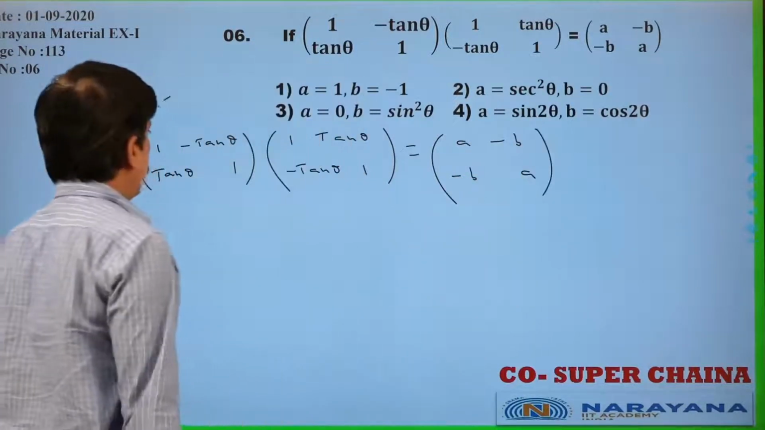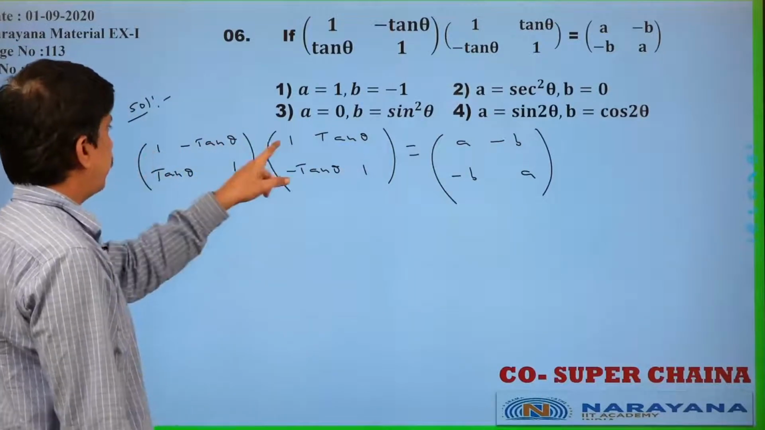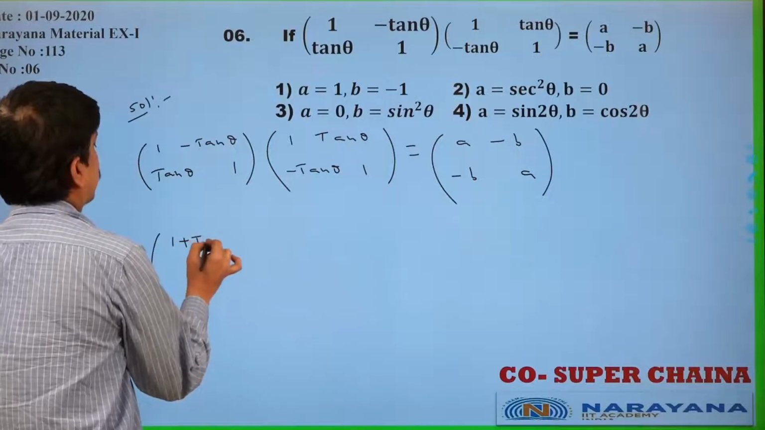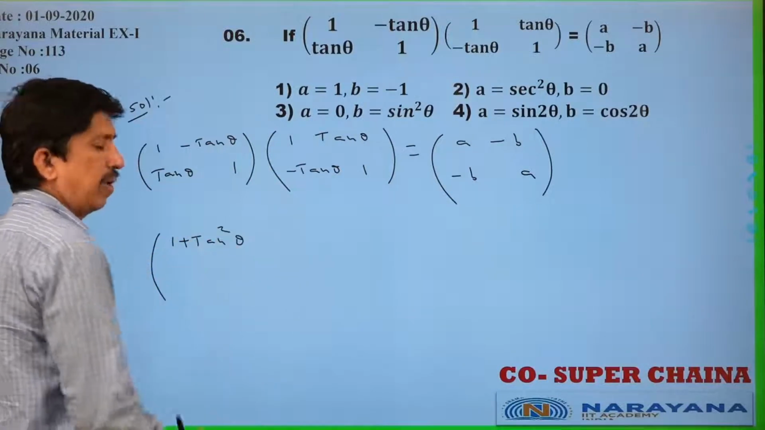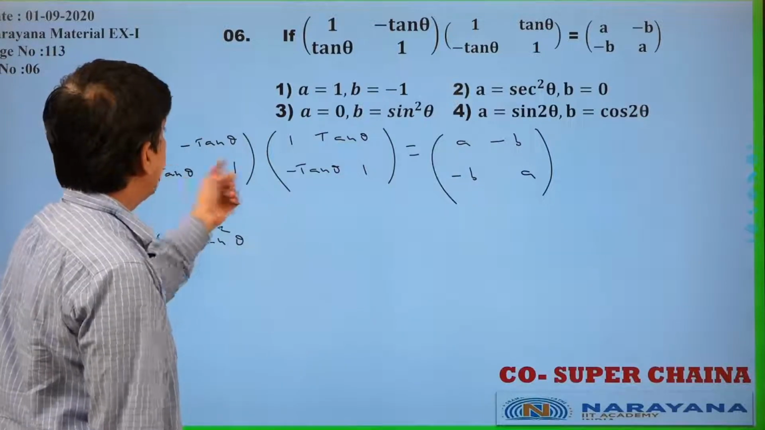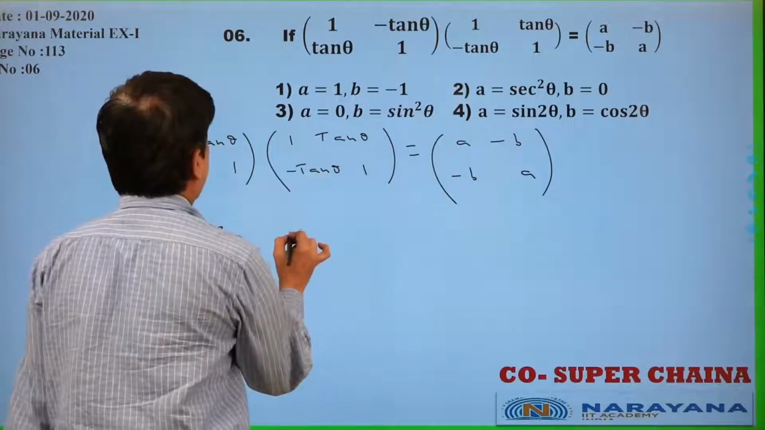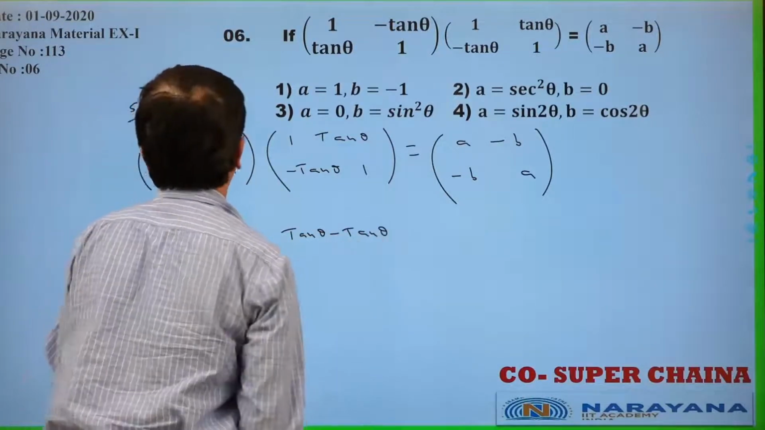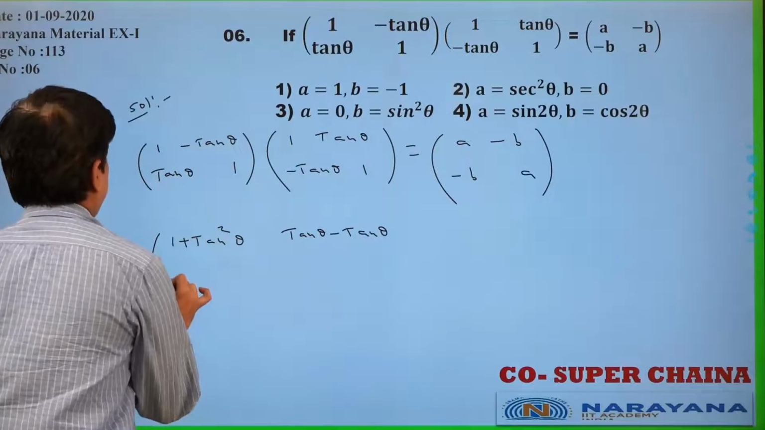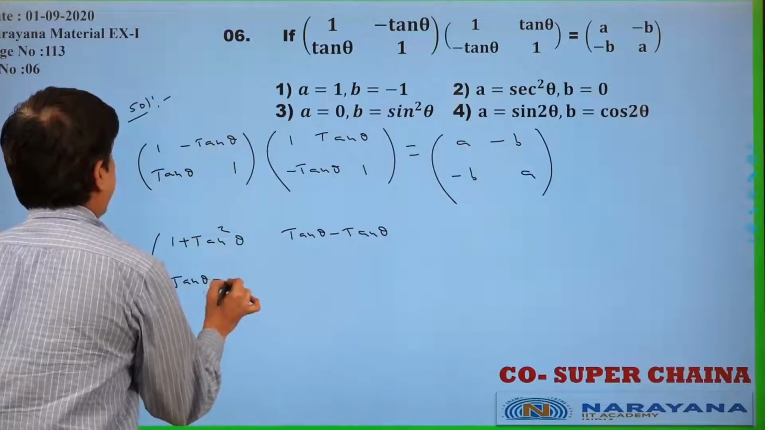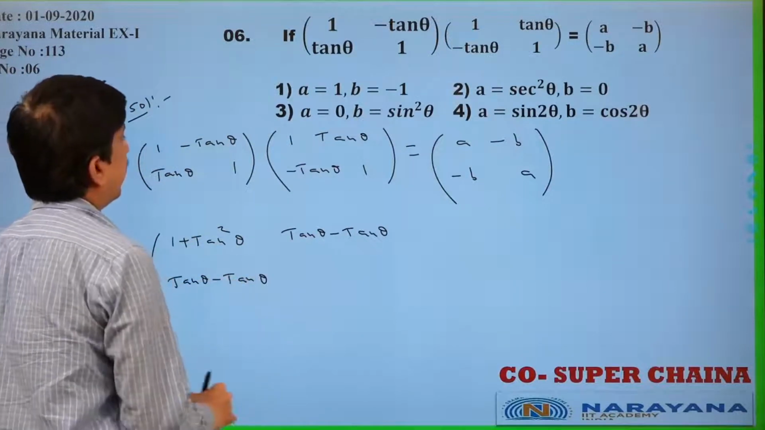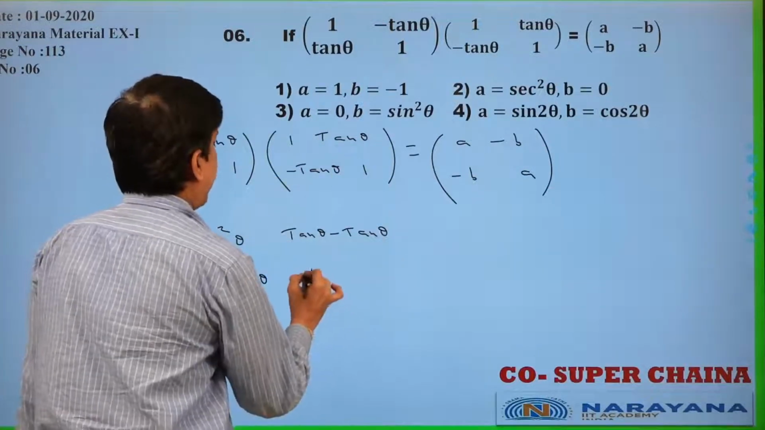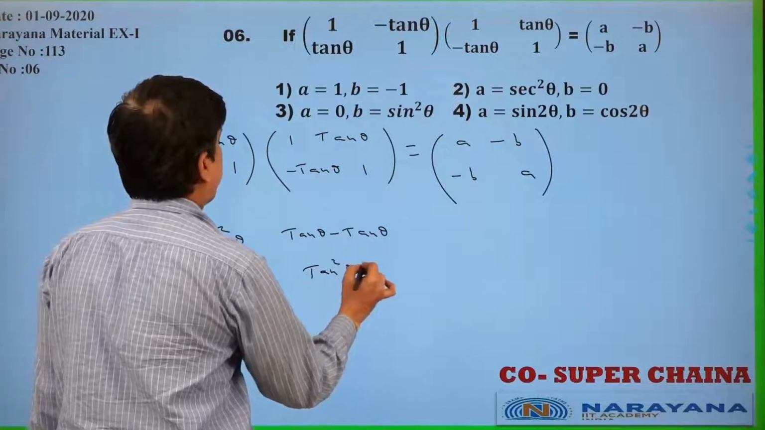You see, first row, first column: 1 into 1, 1, minus tan theta into minus tan theta, you will get 1 plus tan square theta. First row, second column: tan theta minus tan theta. Second row, first column: tan theta minus tan theta. Is it clear or not? Second row, second column: tan square theta plus 1.